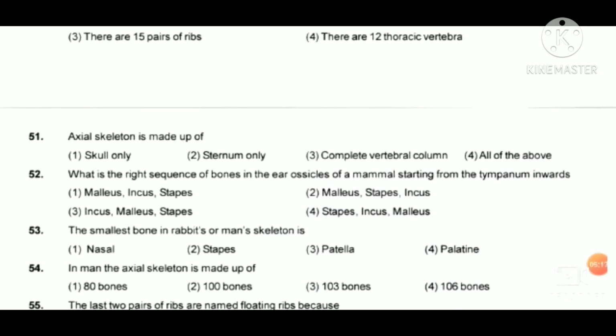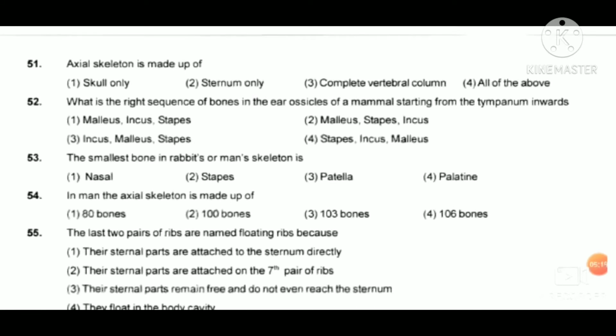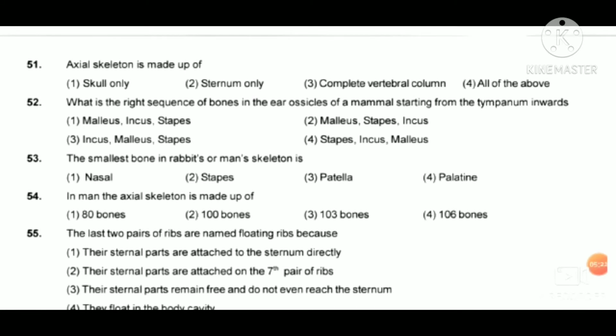Next is question number 51. Axial skeleton is made up of: number 1, skull only; number 2, sternum only; number 3, complete vertebral column; and number 4, all of these. Now, the axial skeleton is the part of the skeleton that consists of the bones of the head and trunk. In humans, it consists of 80 bones and is composed of 6 parts. So it consists of the skull, sternum, and complete vertebral column. So the answer is option number 4, all of the above.